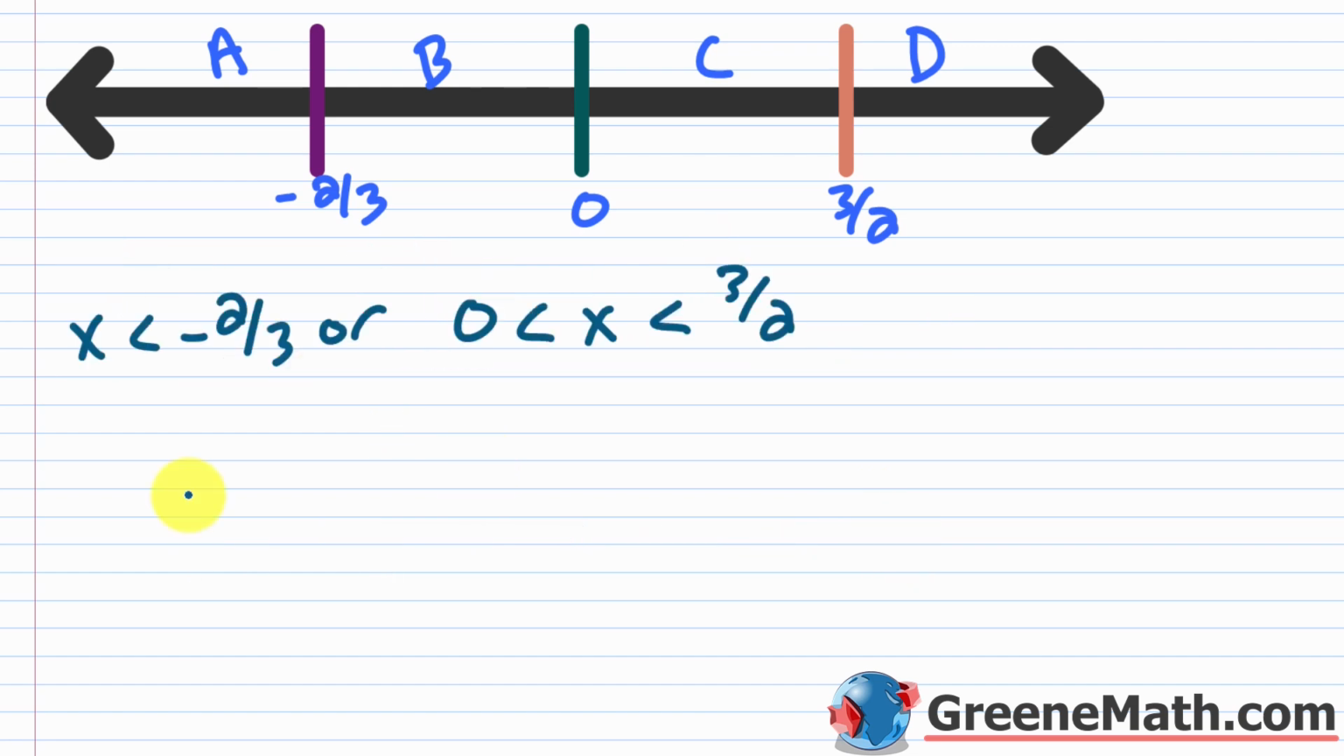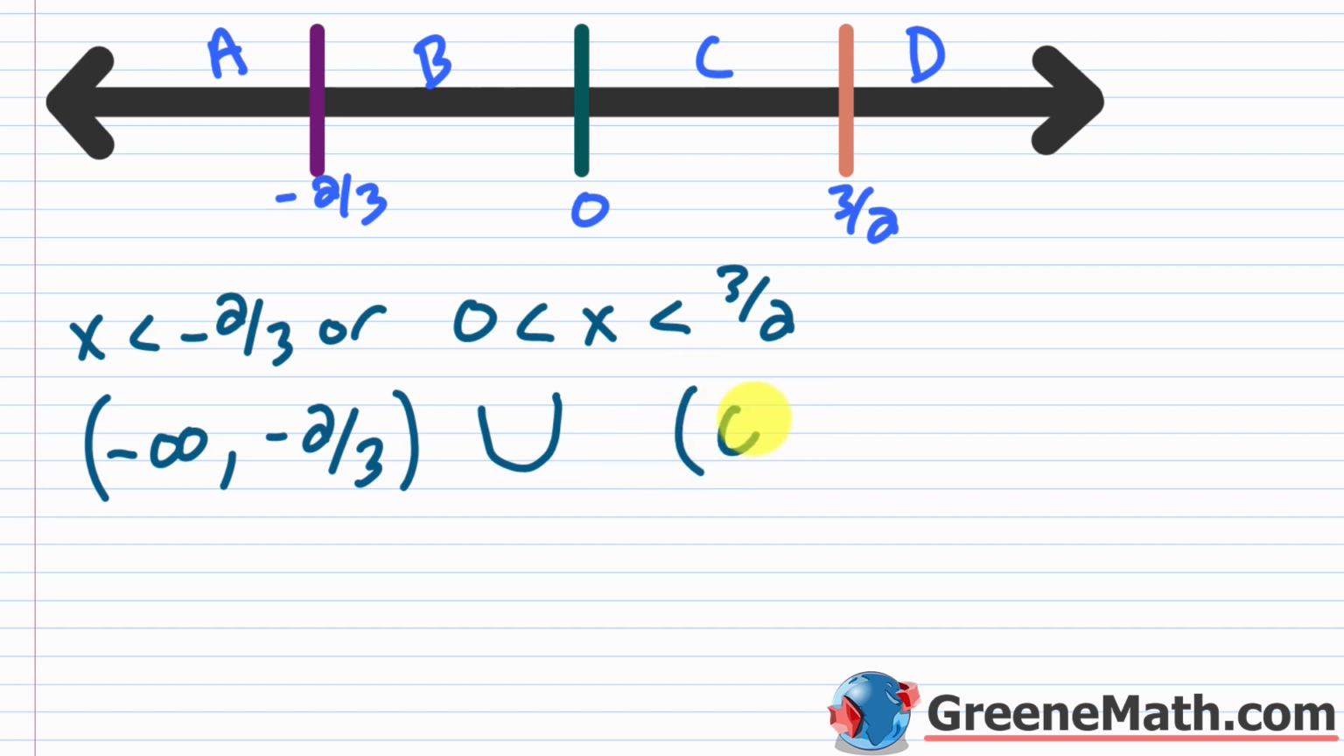Okay, in interval notation, we'll say from negative infinity up to and excluding negative 2/3. So make sure you use a parenthesis with each. Then the union with will have anything that's between 0 and 3 halves. So I'll put a parenthesis next to 0 and then put a parenthesis next to 3 halves.